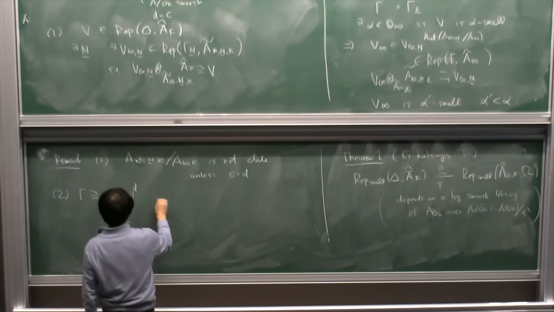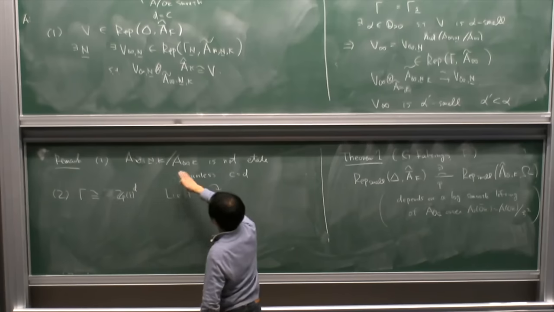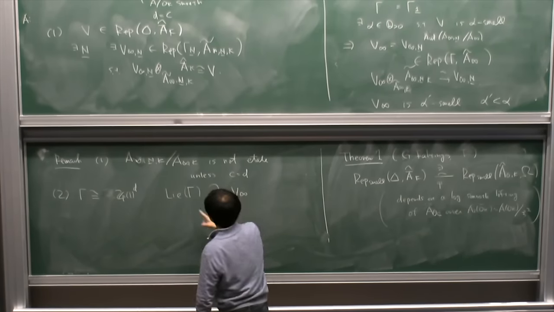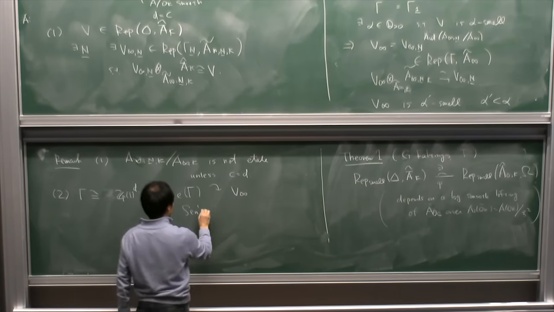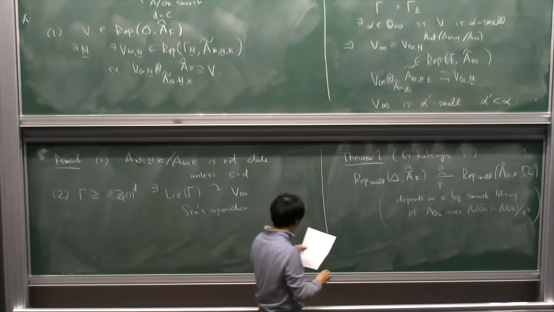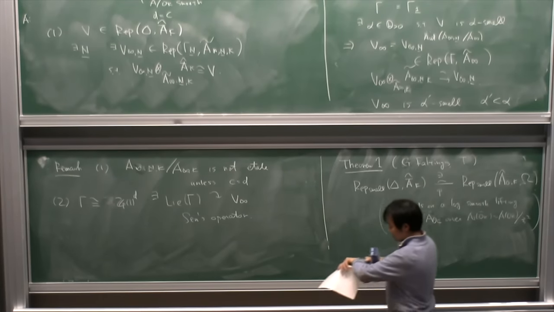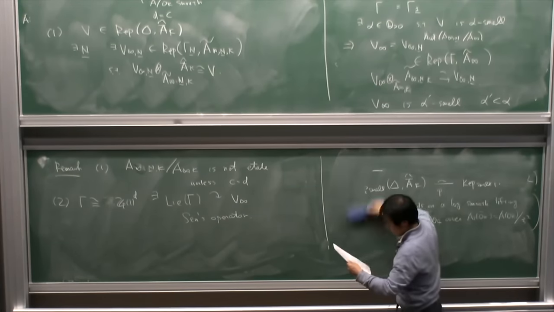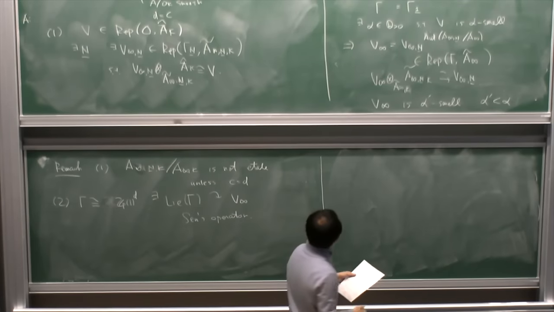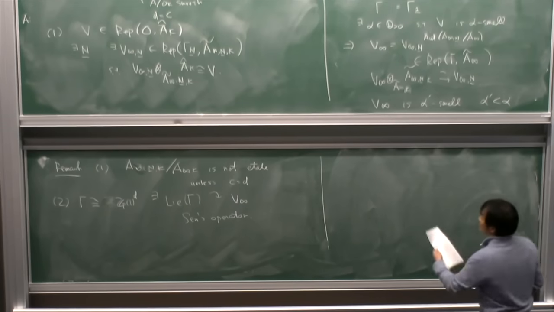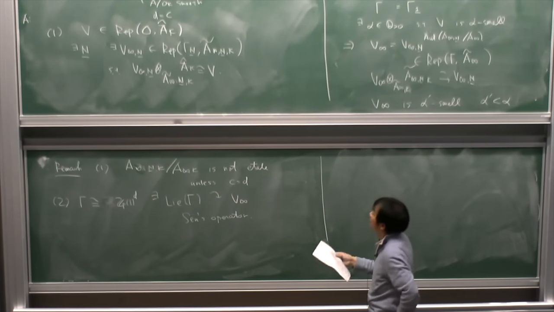Then we also have an action of the Lie algebra. The action is in some sense analytic, so there exists an action, and this is actually the so-called Sen operator. Now I will try to explain how to use this theorem to prove the original theorem of Faltings.